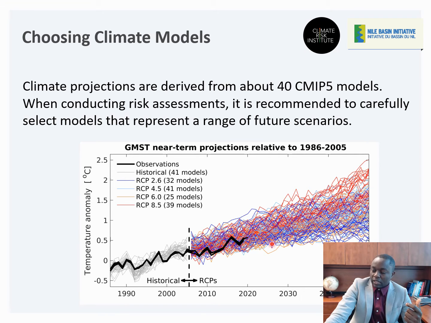You can see the spread. So if you choose a model that is lying here, then you are choosing a cold model. If you choose a model that is lying right at the top, you're choosing a very warm model. If you choose something in the middle, then you are choosing kind of a moderately warm model. So it is important to consider a range of cold, moderately warm to very warm models in your risk assessment.